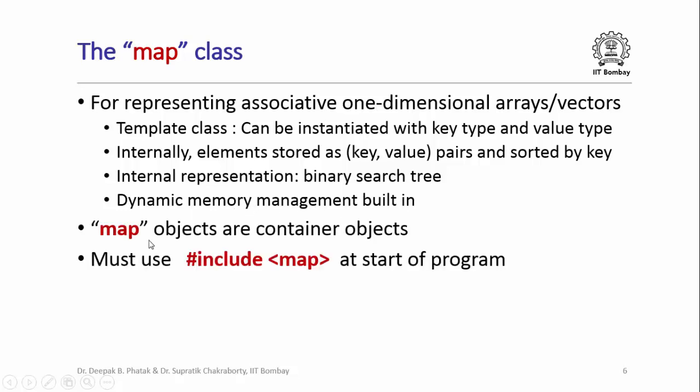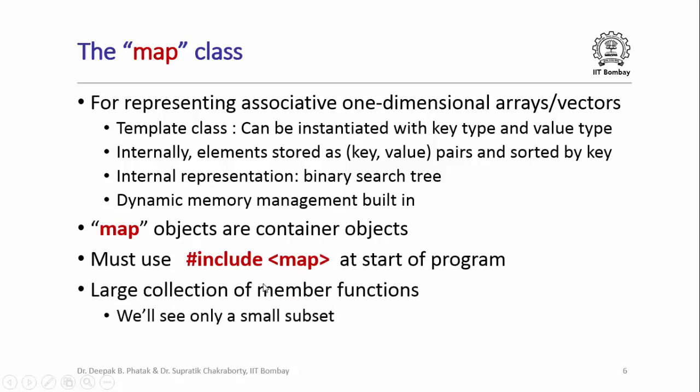Like vectors, map objects are basically container objects. They are used to store a collection of objects of some other type. And in a C++ program, if you want to use the map class, you must use #include <map> at the start of the program. Now, the map class actually has a large collection of member functions. In this lecture, however, we'll get to see only a small subset of them, and I encourage all of you to look up the entire collection of member functions of the map class in the handout that will be provided.